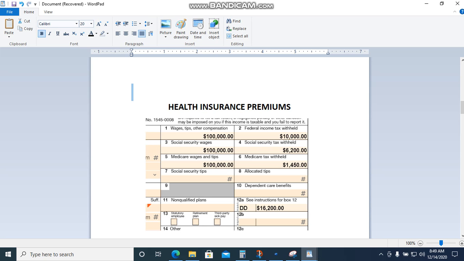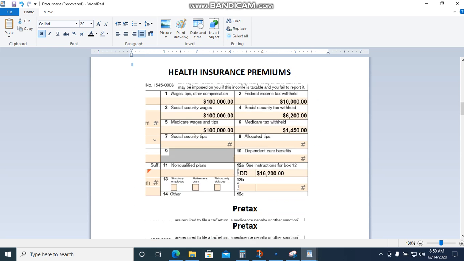So if you look at this here, and you look at box 1, you show there's no difference there, meaning that you can go ahead and take this $16,200 as a medical deduction on your tax return. So when you get your W-2s, please pay close attention to that.